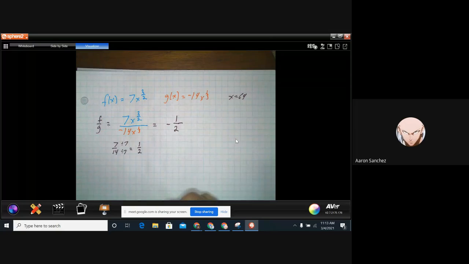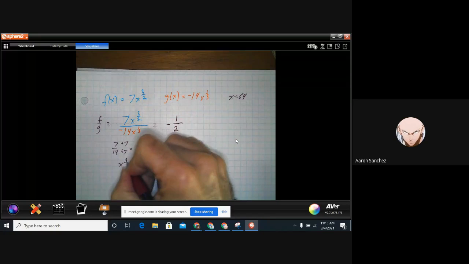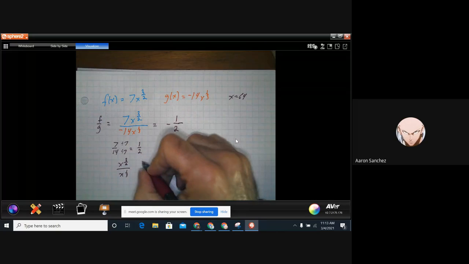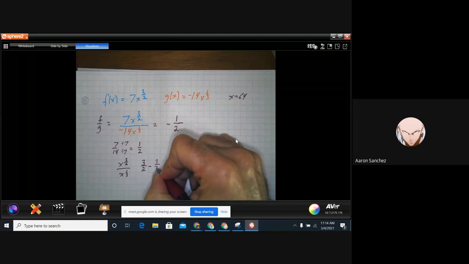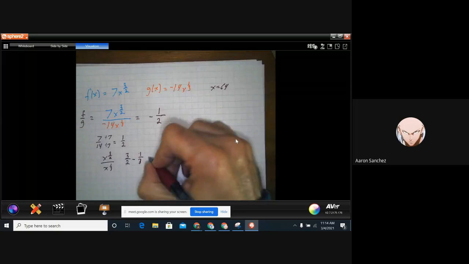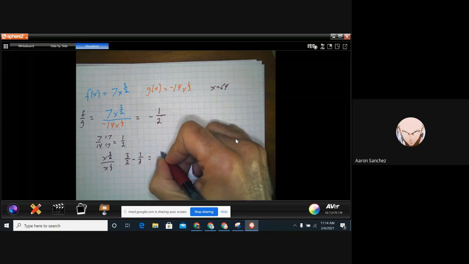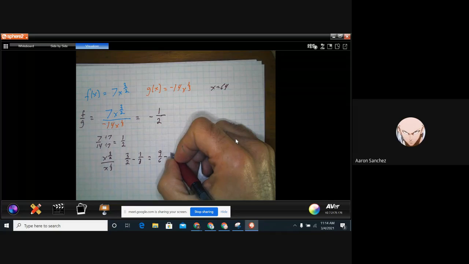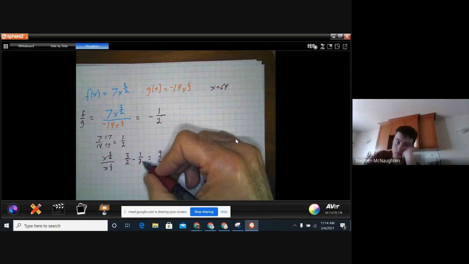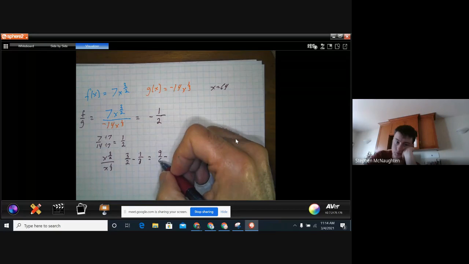Now x to the 3 halves divided by x to the 1/3. So remember, when I divide, I subtract my exponents. Make it 3 halves minus 1/3. And we already simplified that. I can't remember what it was. Common denominator is 6. 9 minus... was it 2/6 before? No, 4/6, sorry. Wait, what did I just do? You multiplied by 3 on that one and 2 on the other, so it's 2/6.